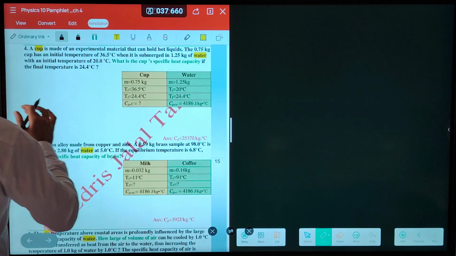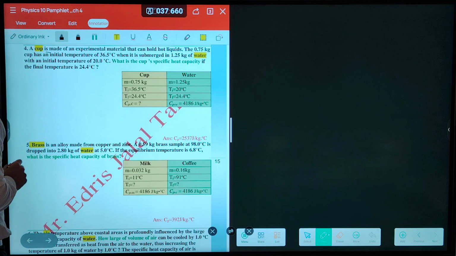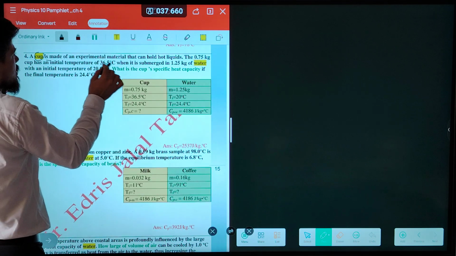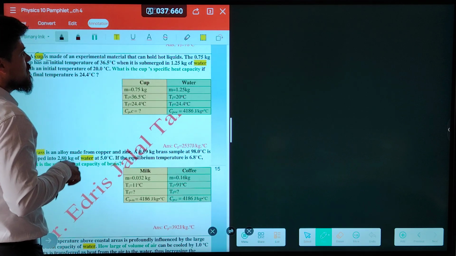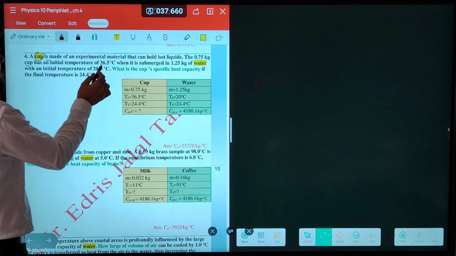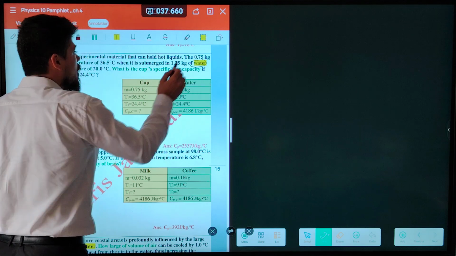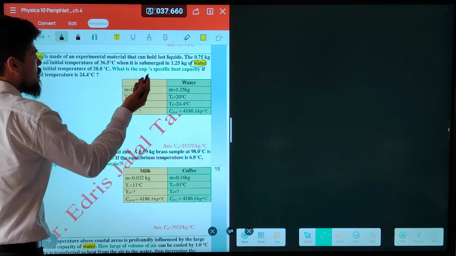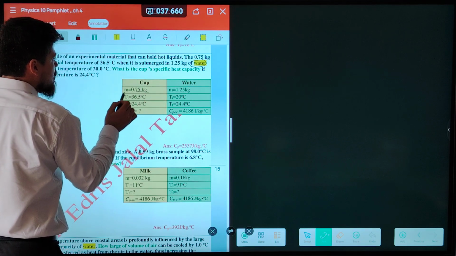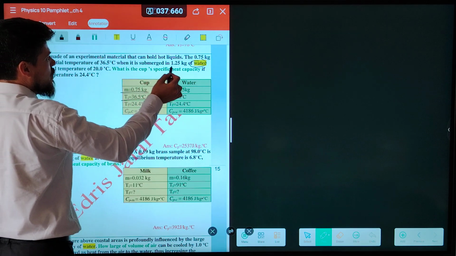Okay, guys. Question 4. This question is a little different from the other questions. Question 4 says a cup is made of, so the first substance is the cup, is made of an experimental material that can hold hot liquids. The 0.75 kilogram cup has an initial temperature 36.5 Celsius when it's submerged in 1.25 kilogram of water. So how many substances do we have? Two substances, cup and water. What is the mass of the cup? 0.75 kilogram. Initial temperature 36.5. When it's submerged in what?